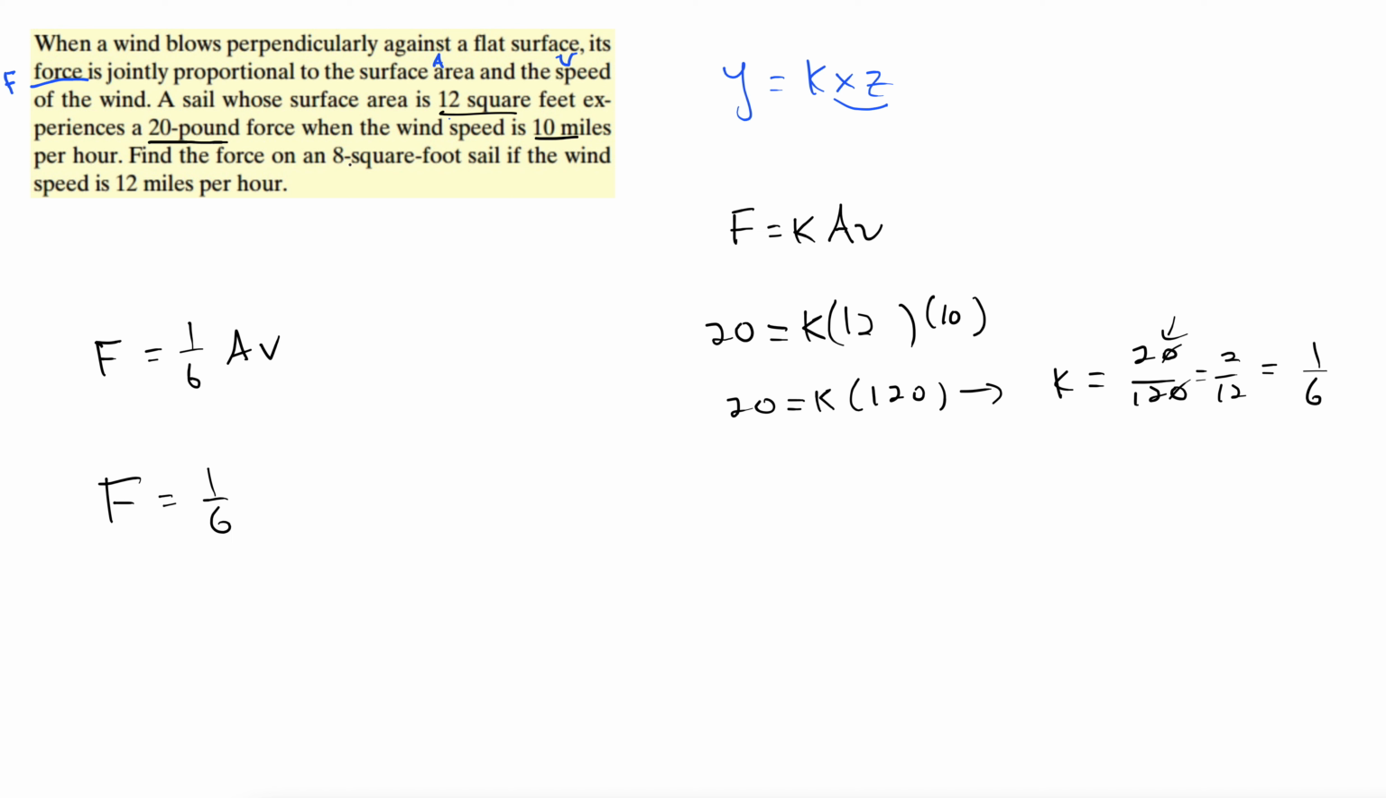1/6, let's see, they give us the area, 8 square feet, that's area. So 8 goes here, and velocity 12. So 12 goes here. Okay, and now we can solve. Look, the 12 and the 6 can cancel, leaving us with a 2 up here, and then 8 times 2 is 16. 16 what?